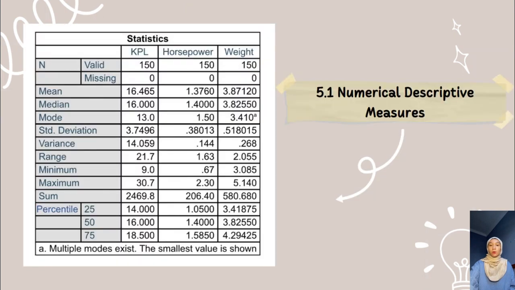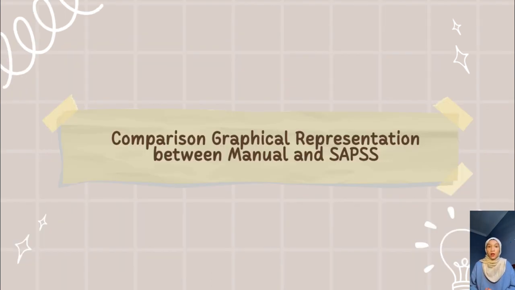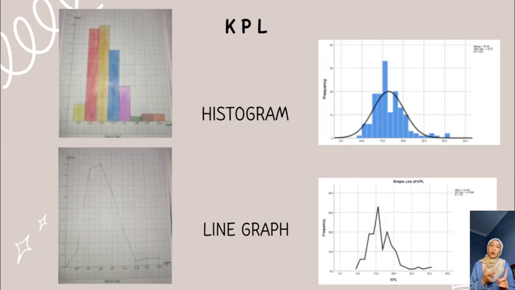I will continue with graph 5.1. Graph 5.1 shows the numerical descriptive measures. The mean, median, and mode show different results because the SPSS cannot read the data accurately. All the data used above is already recorded. There are 3 types of measure, which are measure of central tendency, measure of position, and the last one is the measure of variation. Next is the comparison, graphical representation between manual and SPSS for KPL, horsepower, and weight.